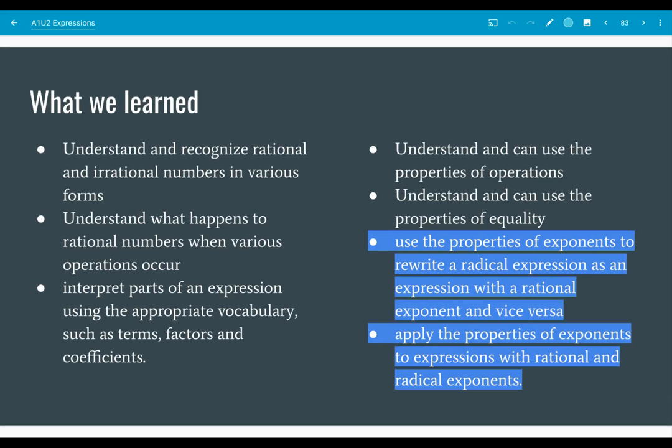So in this video, we looked at the properties of exponents and how to rewrite them.